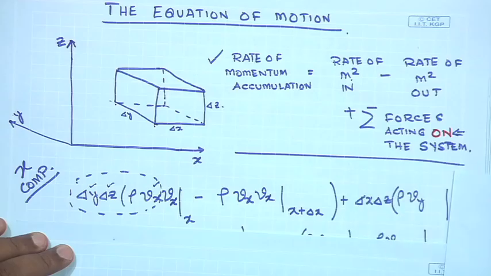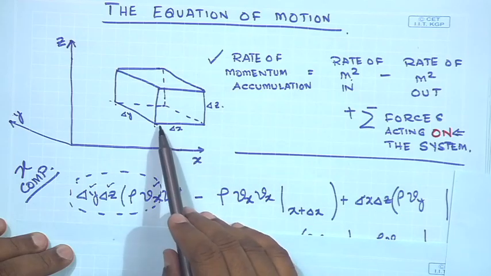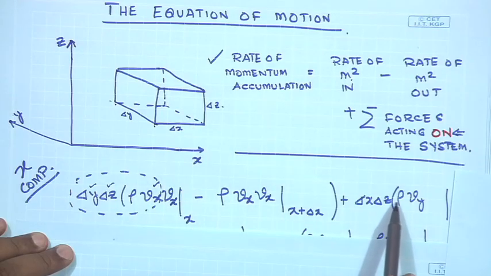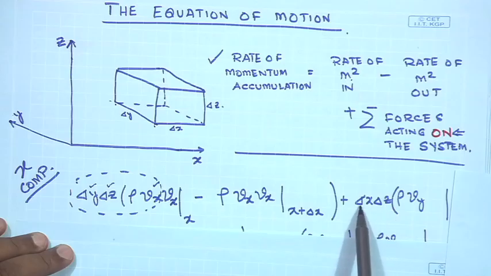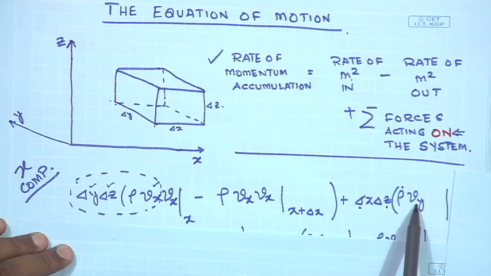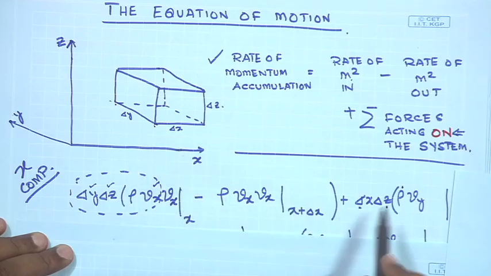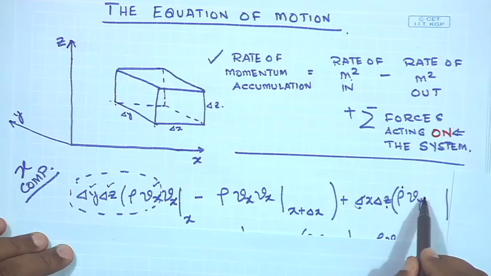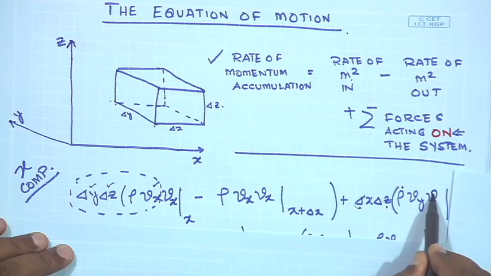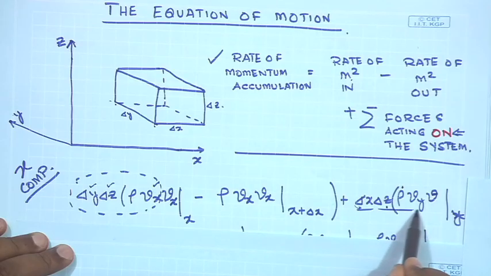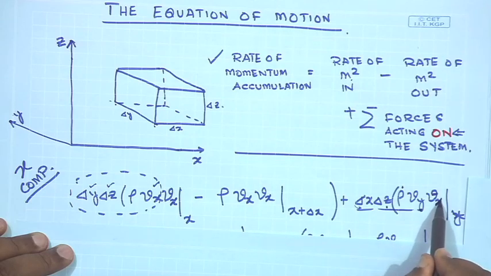Similarly, when we talk about the del x del z face, this is the y face. The amount of mass which is coming in through the y face must be equal to the area times rho times the y component of velocity. So the amount of mass coming in is equal to this much, but this mass has an x component of velocity. So in order to obtain the x component contribution of this mass, this must be multiplied with Vx.